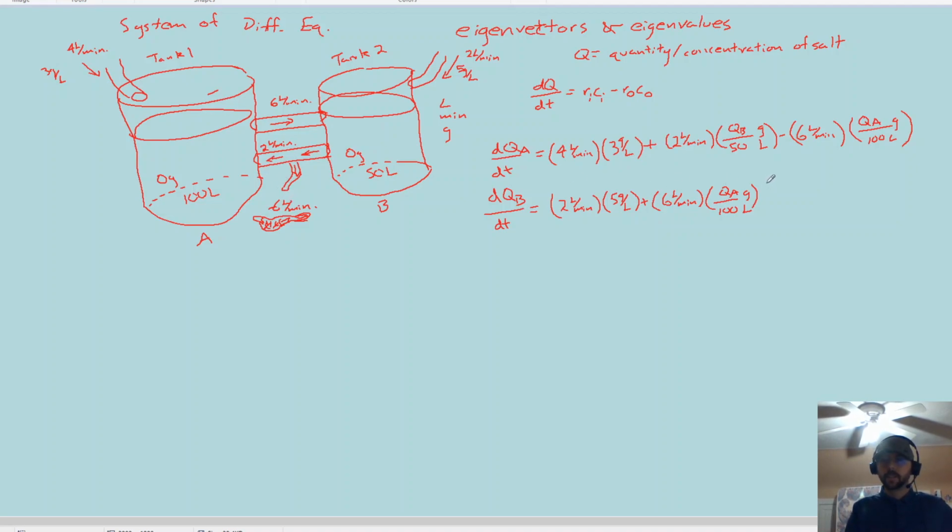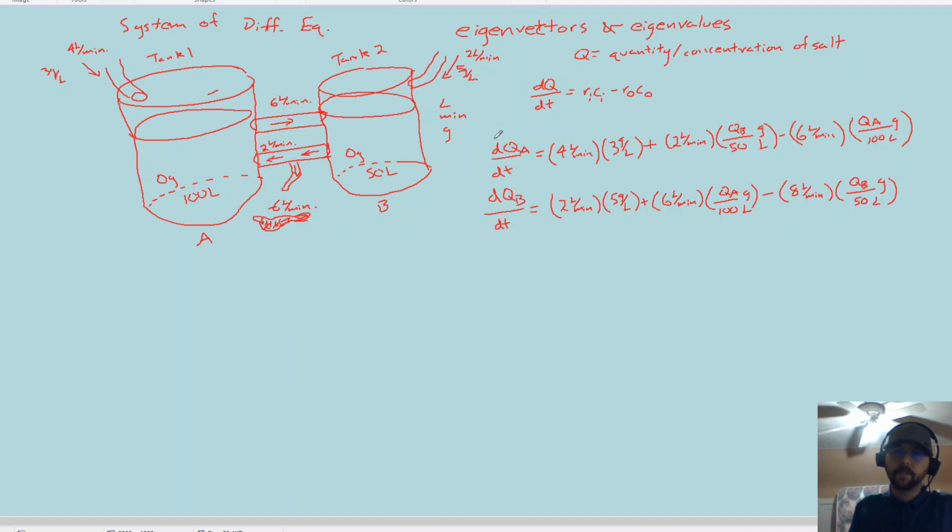So this is minus 8 liters per minute times the quantity in B, which once again changes. So quantity in B in grams over volume of B, which is 50 liters, because this is concentration. Q of B is the quantity of B. Q of B divided by 50 is the concentration in B. So that is how you set up the problem.